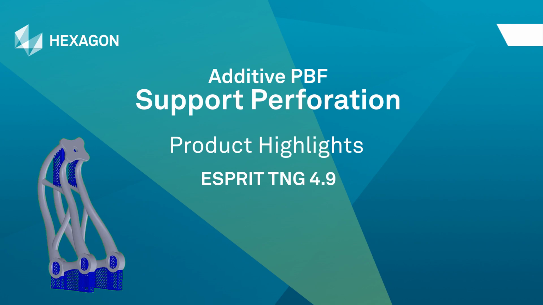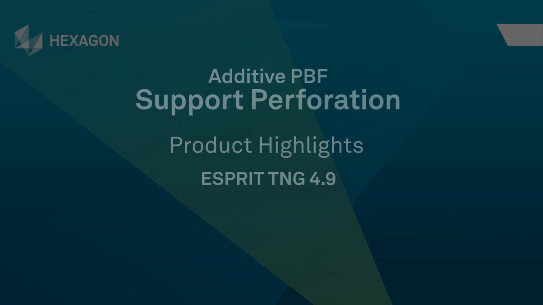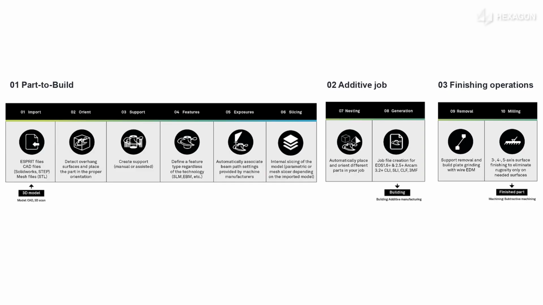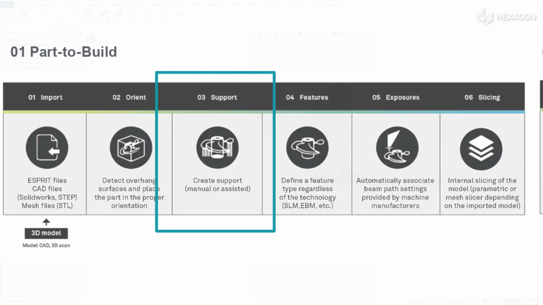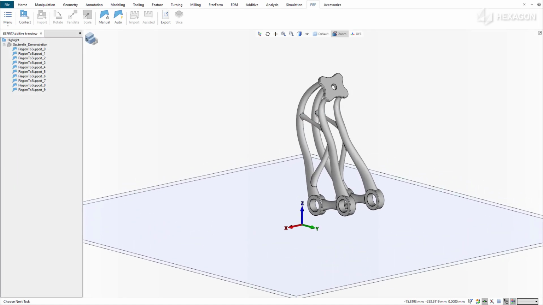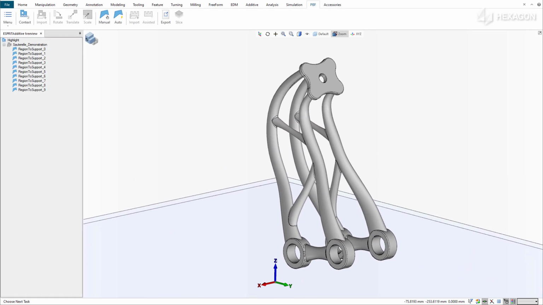This video will introduce the new support structure perforation functionality for powder bed fusion applications in ESPRIT. Earlier, we introduced the unique part-to-build workflow available in ESPRIT, made of part-to-build and job modules for build preparation, including finishing operations. In this video, we will take a closer look at the support creation step, right after importing and orienting the CAD model in the PBF environment.